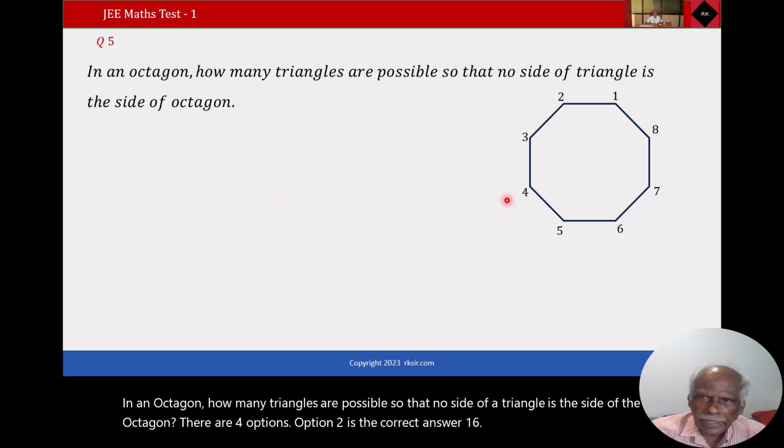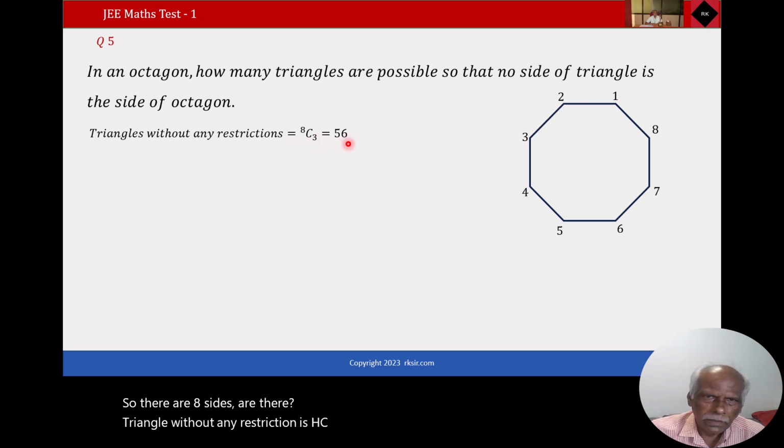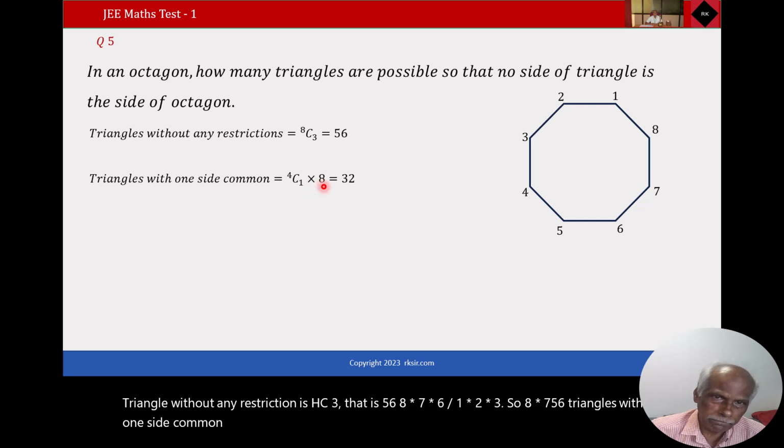So there are 8 sides. Triangles without any restriction is 8C3, that is 56. 8 into 7 into 6 divided by 1 into 2 into 3. So 8 into 7, 56. Triangles with one side common is 4C1 into 8. Right? 4C1 into 8 is 32.